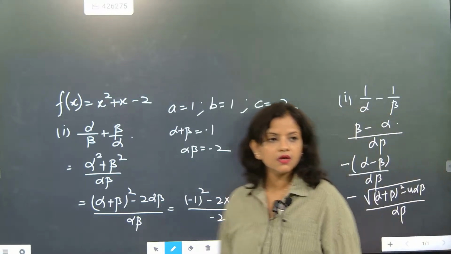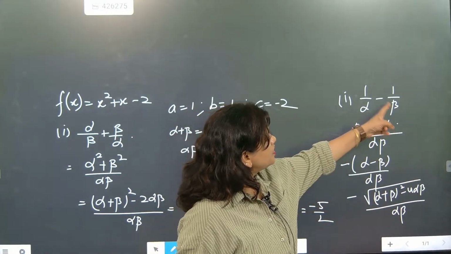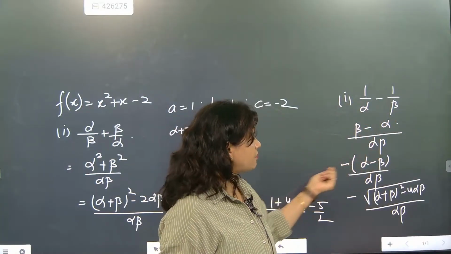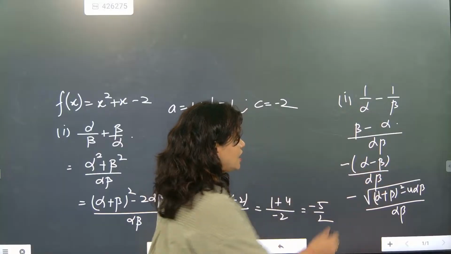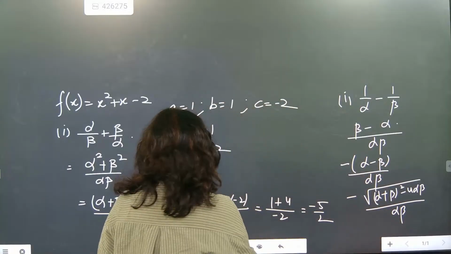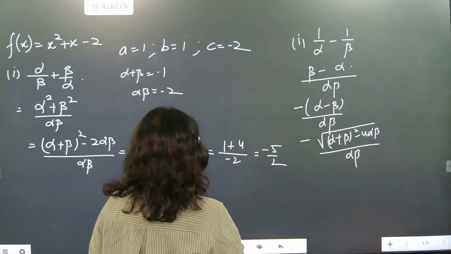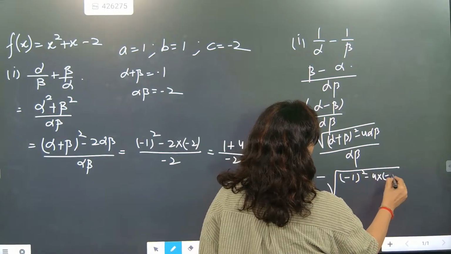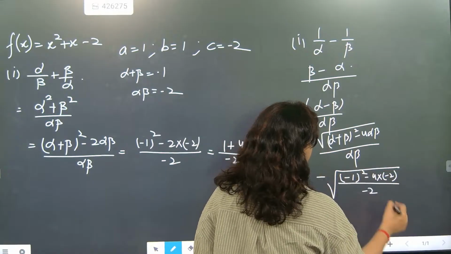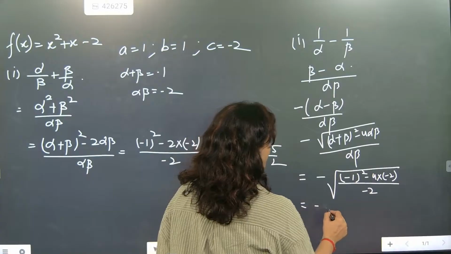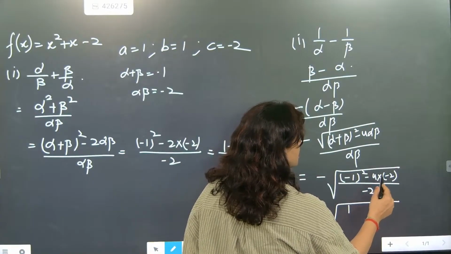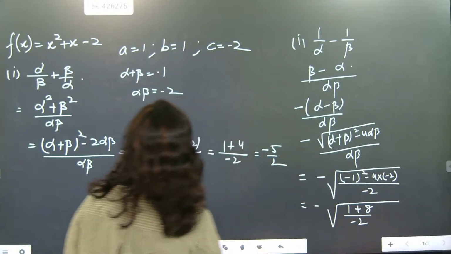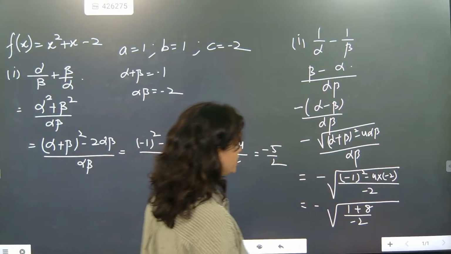This is alpha minus beta, beta minus alpha. This will multiply with 1. Then it will become beta minus alpha. If you take minus common it will become alpha minus beta. Now substitute the value; only substitution of value you have to do. That part is minus root under minus 1 whole square minus 4 into minus 2, by alpha beta is minus 2. Understood? So this part will become 1 and this part is coming as 8 by minus 2. Alpha beta value is minus 2, so a negative is coming.